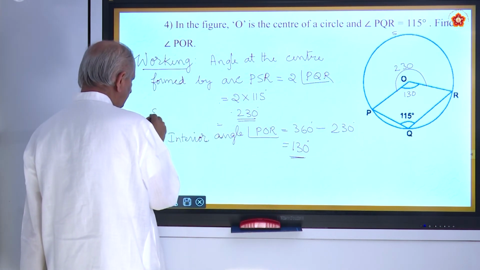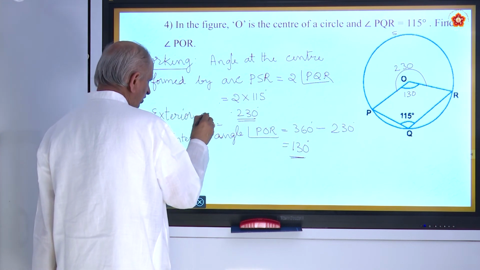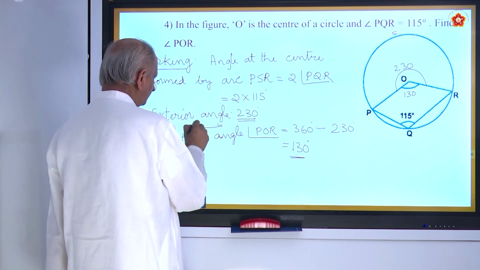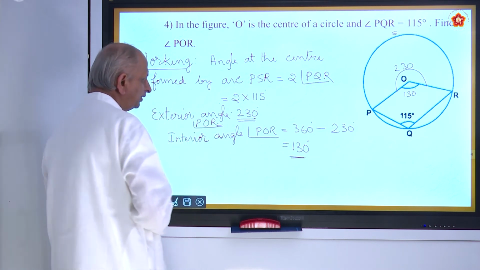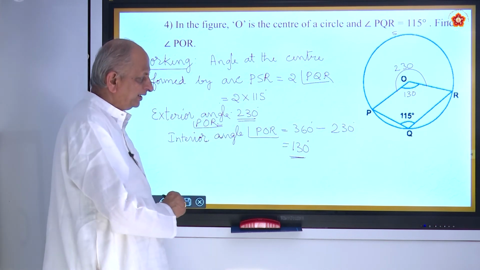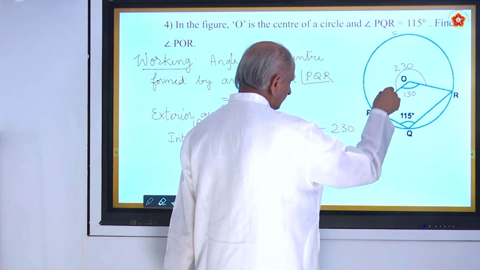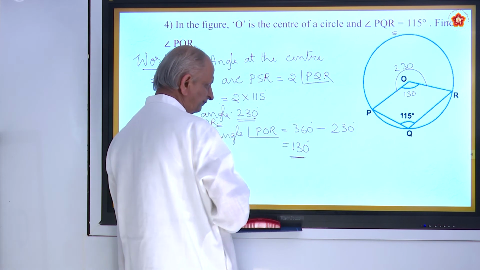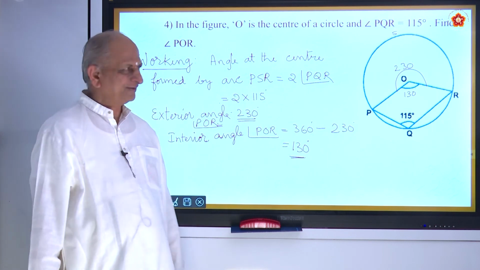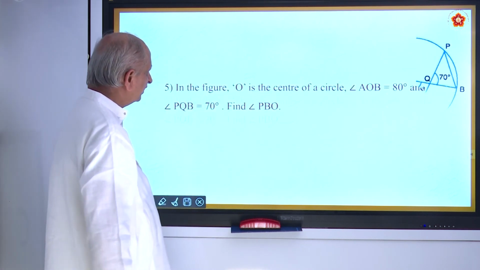So I'll write once again, exterior angle, so that there should be no confusion, right? What is the name of the angle? Name of the angle is POR, equal to 230. It is a reflex angle. Interior angle means it is an obtuse angle. So you can write the reason if you want: sum of the angles at a point is 360 degrees. Therefore, you got the answer. That's all. Very simple question. So I think all of you have noted down. Come on, let us go to the next sum.